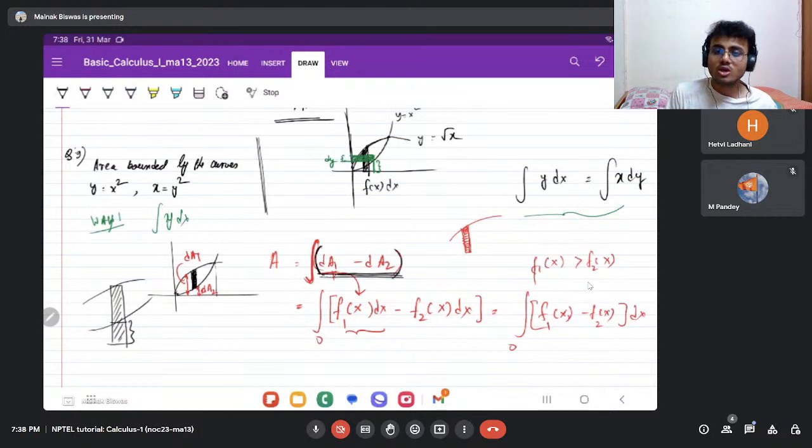So if you have two curves, you can make a new curve as f1 minus f2. Did you understand the proof of this? Sometimes you don't need to calculate f1 and f2 separately. Some terms will cancel out if you do this. Agreed? I hope it is clear.